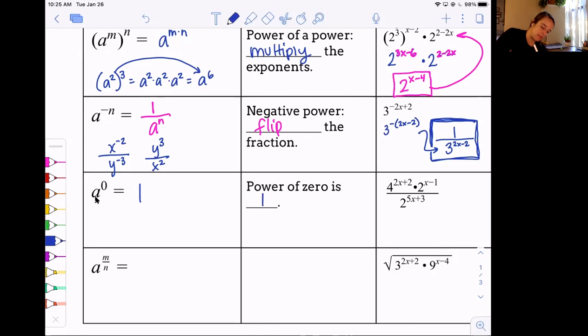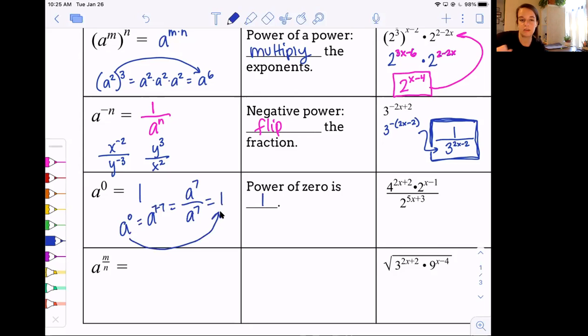The reason is, if you're thinking a to the 7 over a to the 7, anything over itself is going to be equal to 1. But remember with our division rule, the subtraction or quotient rule, we have 7 minus 7. Wouldn't a to the 7 minus 7 equal a to the 0? So a to the 0 must be equal to 1, because all of these things are equal to each other. So a to the 0 equals 1.